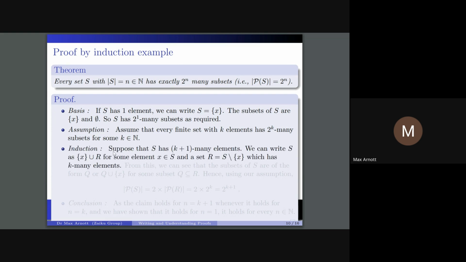So for the induction step, suppose that we have a set S and it has k plus 1 many elements. Well, we're going to write S as the union of a singleton set {x} and R, where x is just some element of S, and R does not contain x. It's just the set S, but without x in it. So R must have k many elements, because all I've done is taken a set with k plus 1 many elements, and I've partitioned it into 1 and the rest.